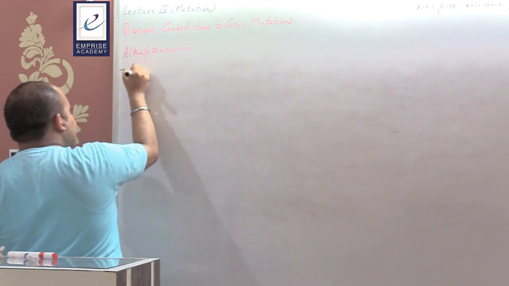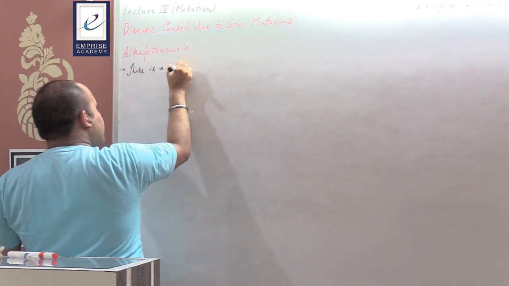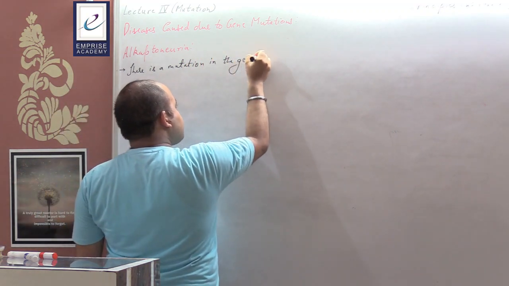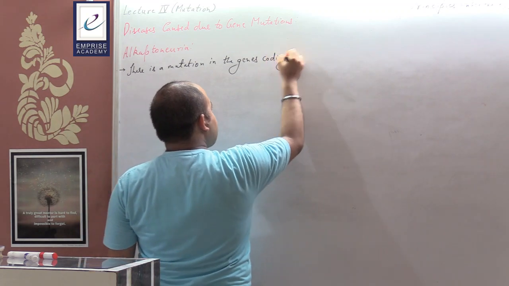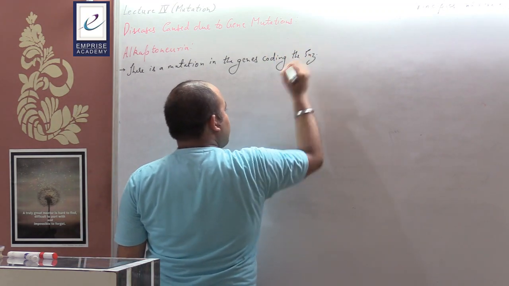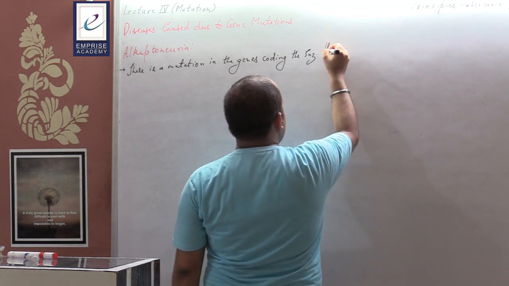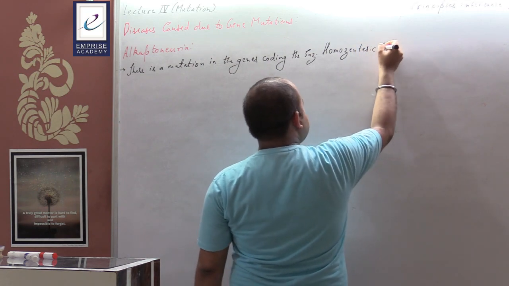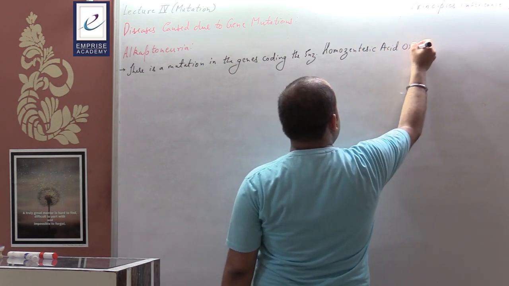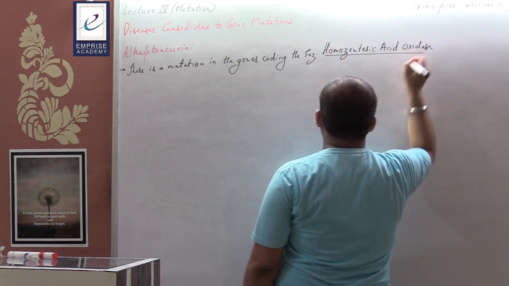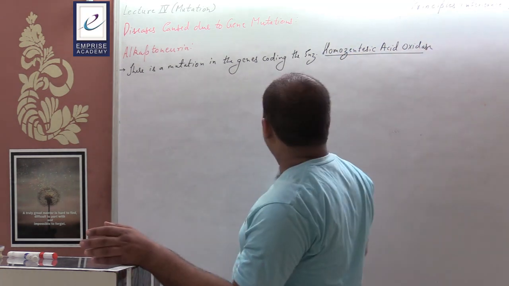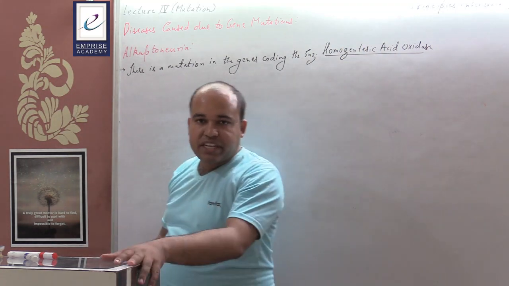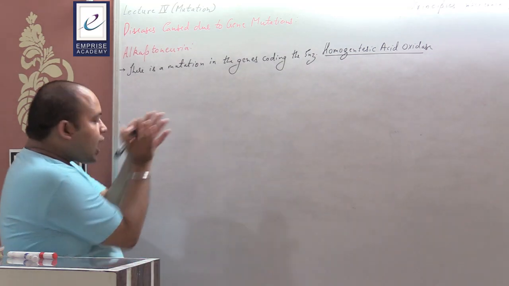Alkaptonuria. There is a mutation in the genes coding the enzyme homogentisic acid oxidase. This is the enzyme that is going to be absent. Now, what happens in our body?